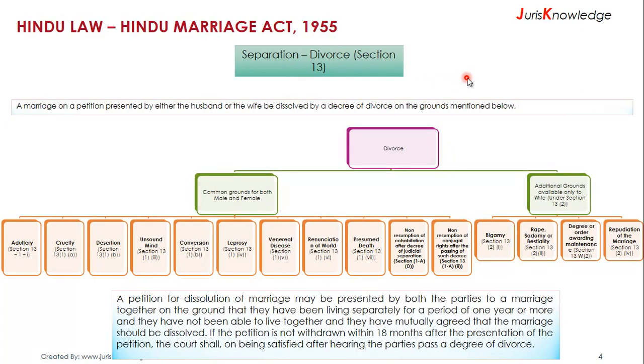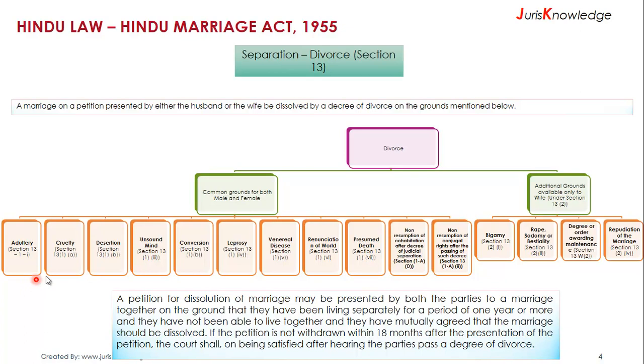The next section of this presentation is the divorce, which is defined under section 13. A marriage, on a petition presented by either the husband or the wife, may be dissolved by a decree of divorce on the grounds which are mentioned below. Similar to judicial separation, there are common grounds for both male and female which apply to both. And then there are additional grounds which are available only to wife under Section 13, Clause 2.